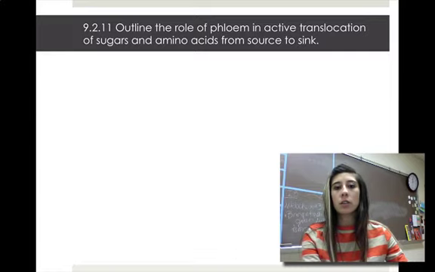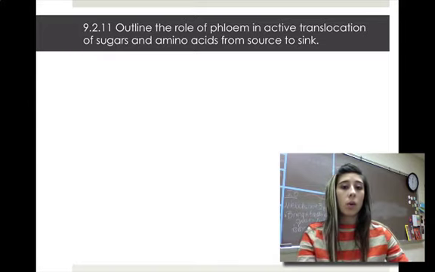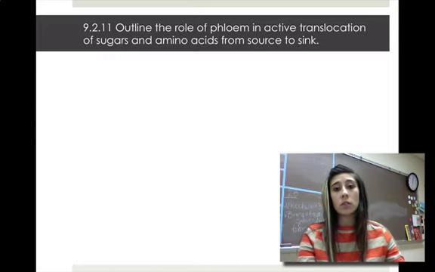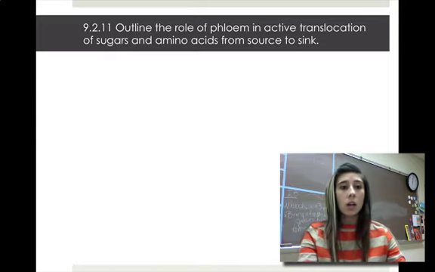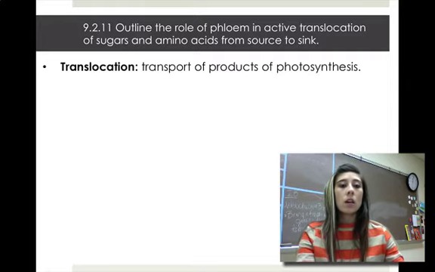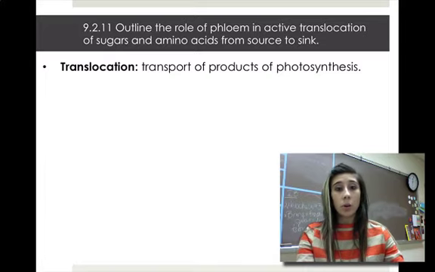Let's look at how sugars and amino acids get transported throughout a plant. This is called translocation. So we want to be able to outline the role and the job of the phloem in what we call active translocation of our sugars and amino acids from a source to a sink. That's all foreign to you right now, but I'm going to do my best to make it something that you understand. So, translocation itself is the transport of products of photosynthesis.